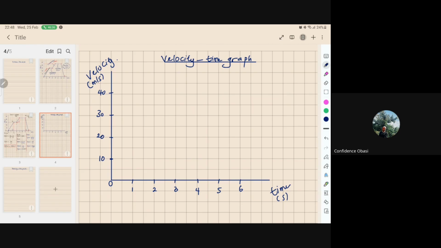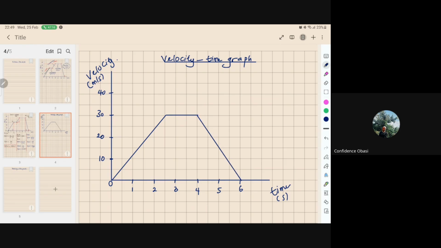The first thing I want you to know: the gradient of a velocity time graph will give you the acceleration. Just like the gradient of a distance time graph will give you speed because distance over time is speed. Now, velocity over time is acceleration. So the gradient of that will give you the acceleration, right? Let me complete the journey before I start talking. So let's have something this way, and let's bring it down to rest here.